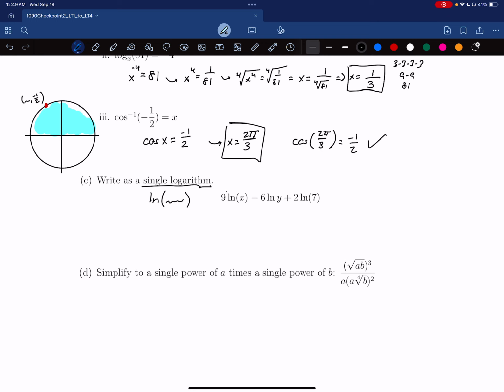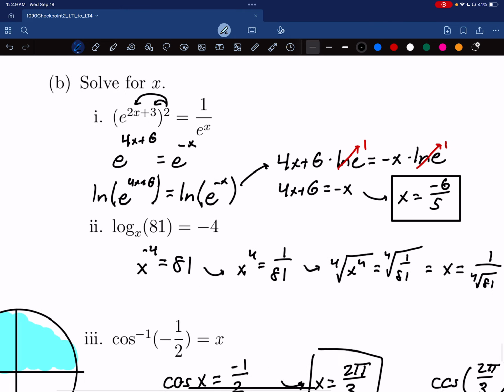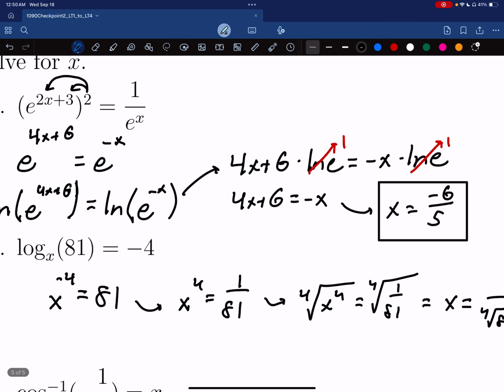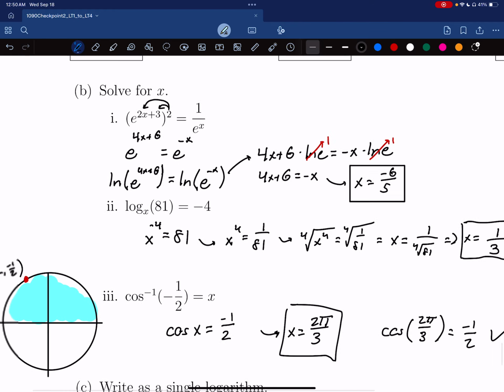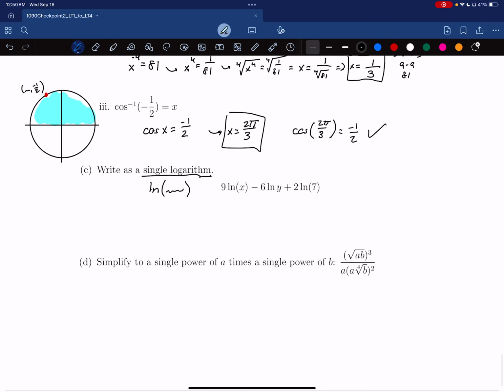And we can do this using the property from right here, where we bring our exponents out front. And we can do this by writing this as ln of x to the 9th minus ln of y to the 6th plus ln of 7 to the 2nd power.